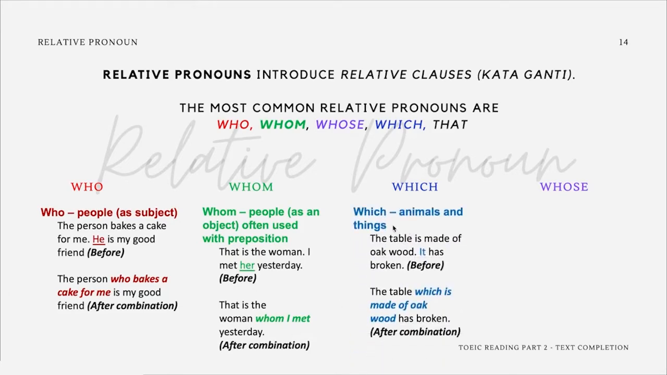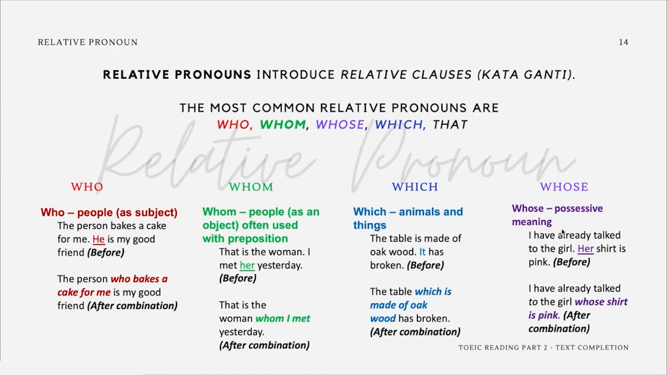Next part would be which. The relative pronoun which is used for animals and things. I guess it's already clear. For example: the table is made of oak wood, it has broken. The table which is made of oak wood has broken. This is similar to who, but it is used for animals and things.